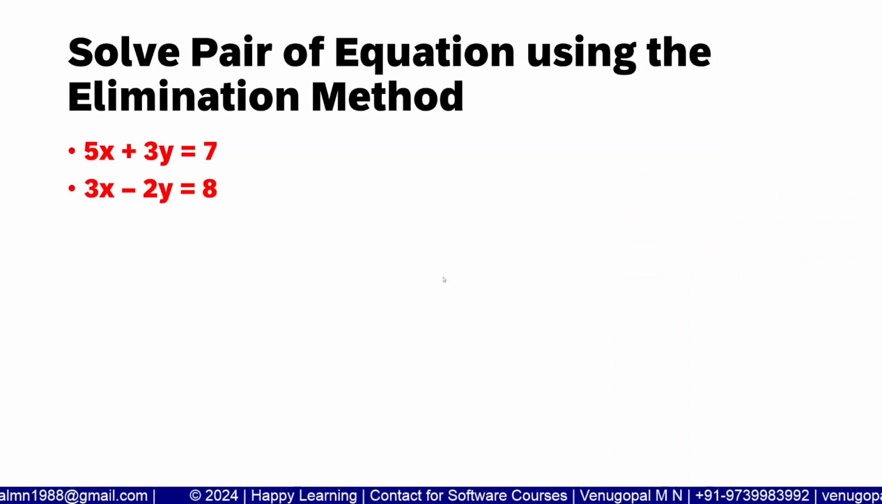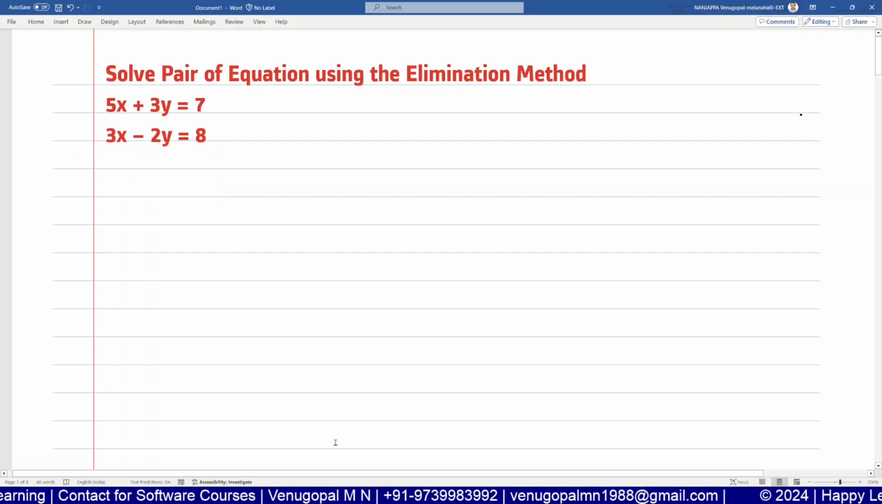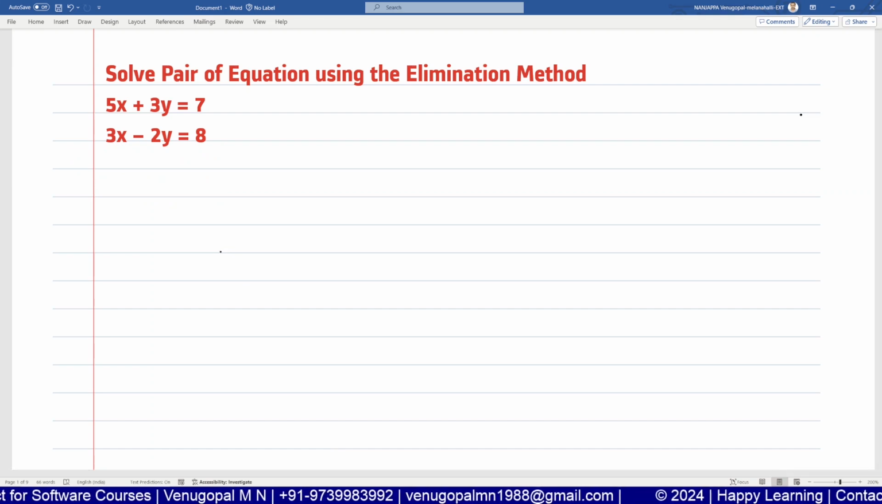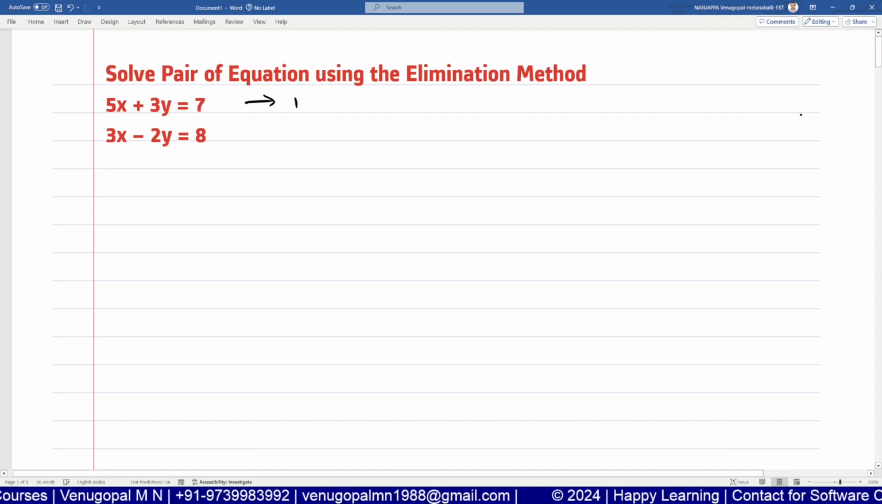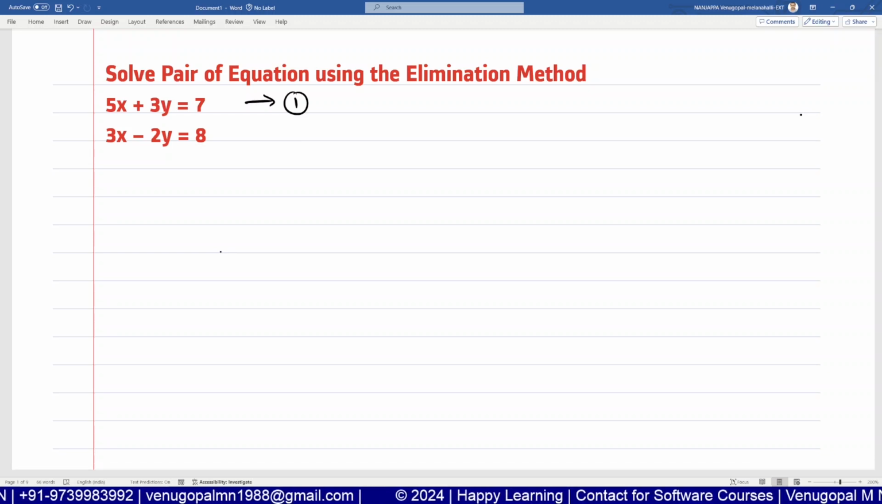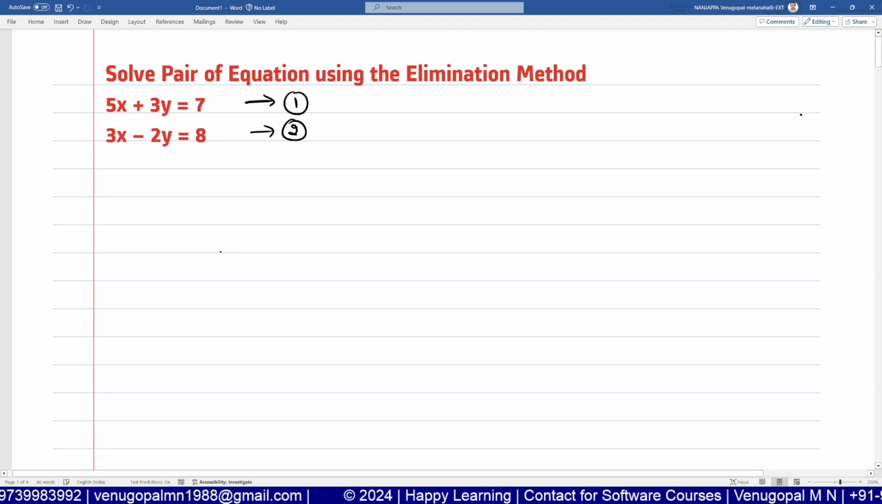Let us move on. Solve a pair of equations using an elimination method. We have two equations given in front of us: 5x plus 3y is equal to 7 and 3x minus 2y is equal to 8. We have to solve this using an elimination method. The first equation is 5x plus 3y is equal to 7. The second equation is 3x minus 2y is equal to 8. We will call this the second equation.